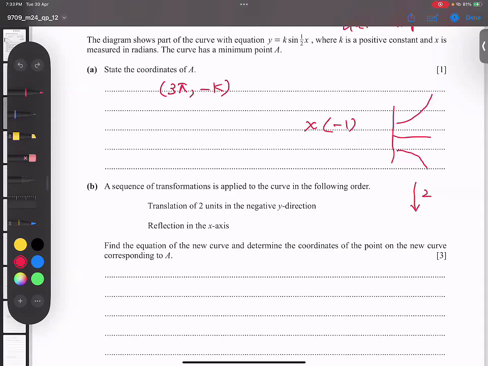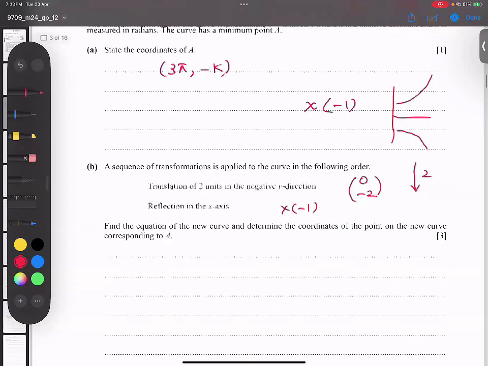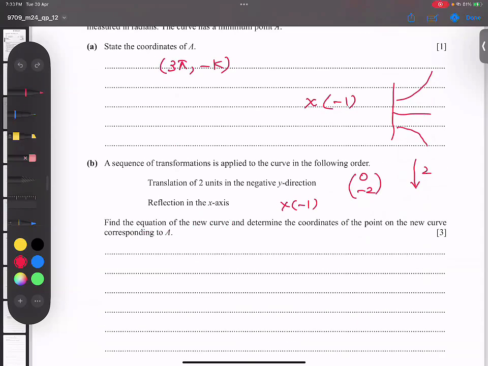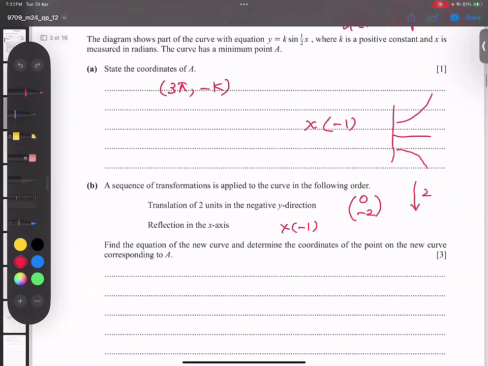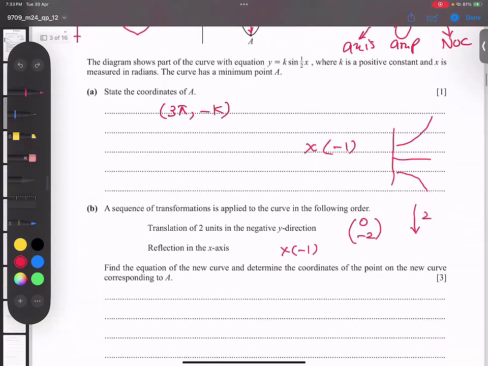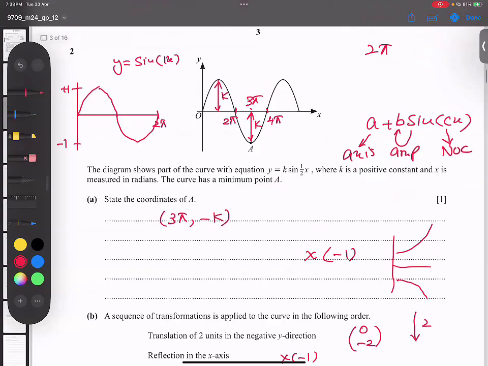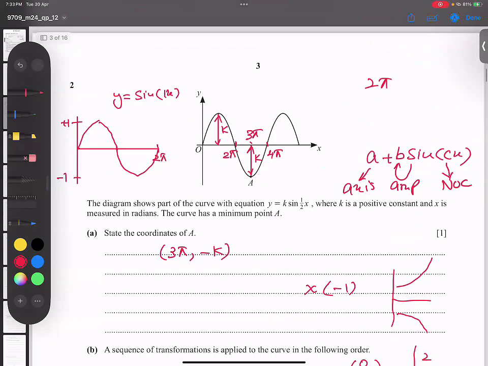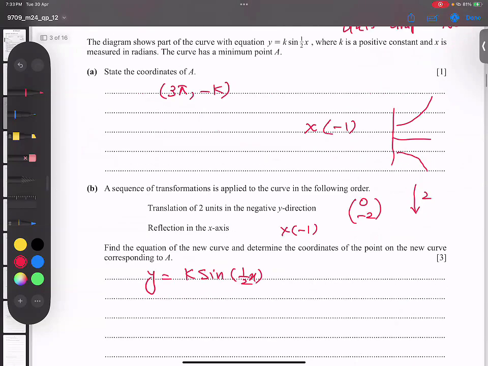So now he's asking about the sequence of transformations applied. Translation is 2 units in the negative y direction. It means x is 0, but y goes -2. Then reflection in the x-axis is multiplying the whole equation by -1. So find the equation of the new curve and determine the coordinates of the point on the new curve corresponding to A. So students, first of all, let me write the equation y equals k times 2 sine half x. All right, so what is the method to do, students?